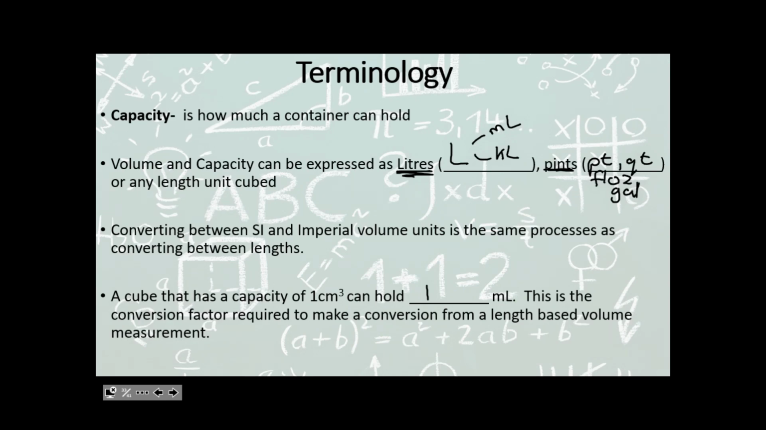So converting between SI and imperial volume units is the same process as converting between lengths. So at the beginning of this unit, we converted back and forth between metric units of length, between imperial units of length, and between those two measurement systems. And we had two different processes that we could do that with. And we're going to review those today. So a cube that has a capacity of 1 centimeter cubed can actually hold about one milliliter.